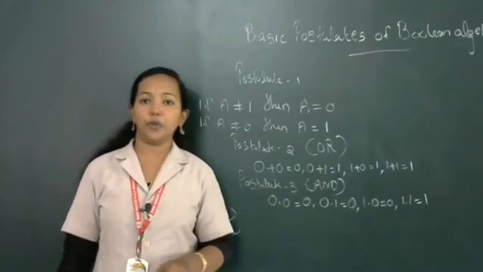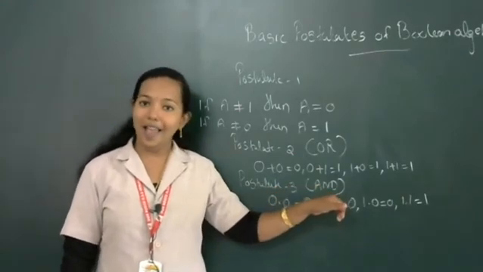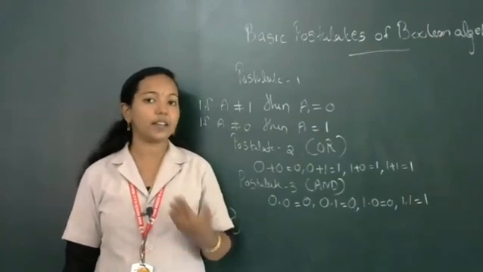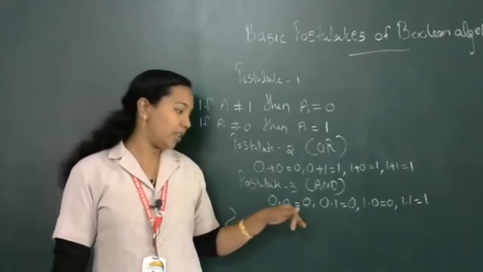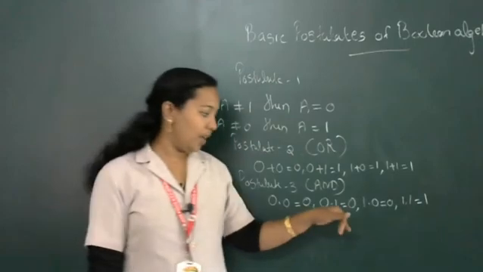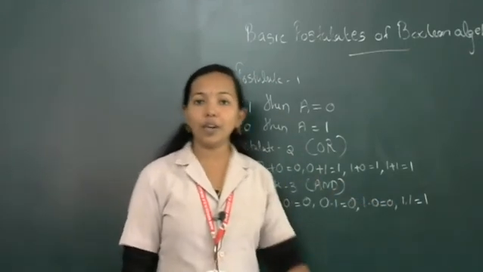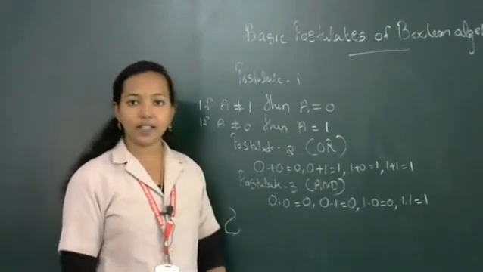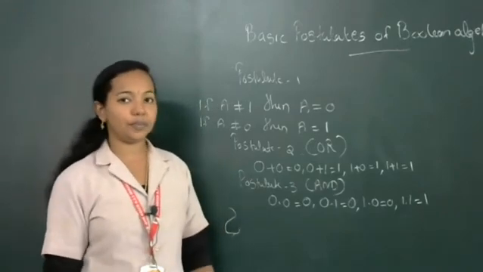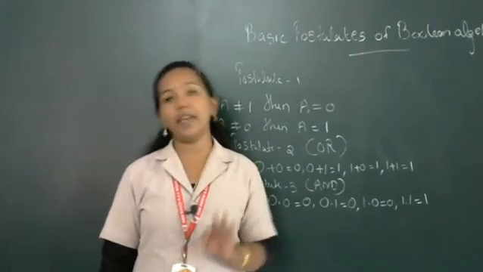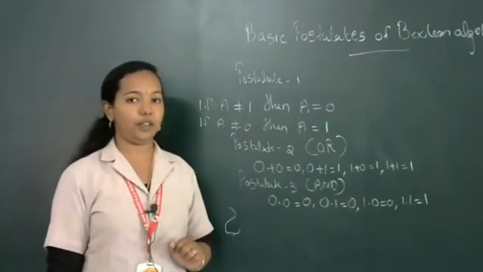Then the third postulate relates to the AND gate. That means if we are multiplying any number with 0, we are getting 0 as output. 0 into 0 equal to 0. 0 into 1 is equal to 0. 1 into 0 equal to 0. Last output, 1 into 1 is equal to 1 itself. Okay, clear? So these are the three basic postulates of Boolean algebra.